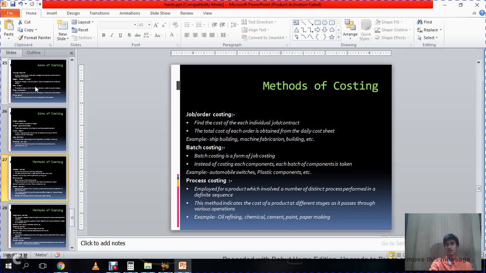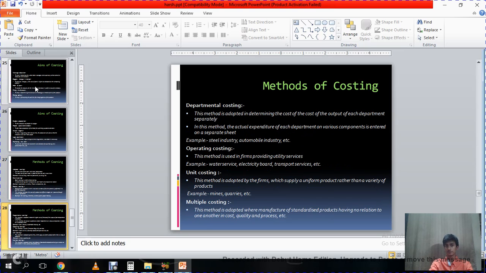The methods of costing are job order costing, batch costing, process costing. What comes in job order costing is you have to find the cost of each individual job or contract, and then the total cost of each order is obtained from the daily cost sheet. Batch costing is a form of job costing only. Instead of costing each component, each batch of components is taken. And process costing is employed for a product which involves a number of distinct processes performed in a definite sequence. This method indicates the cost of a product at different stages as it passes through various operations.